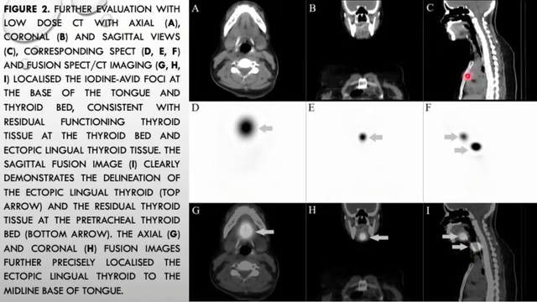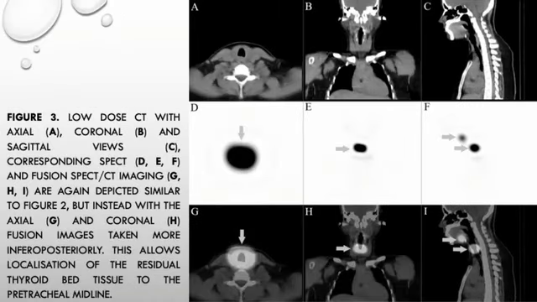We can see that the SPECT CT images precisely localize the exact location of the ectopic lingual thyroid to the midline base of the tongue here. Figure 3 clearly delineates the presence of the normal remnant orthotopic thyroid gland here at the level of the pretracheal region.